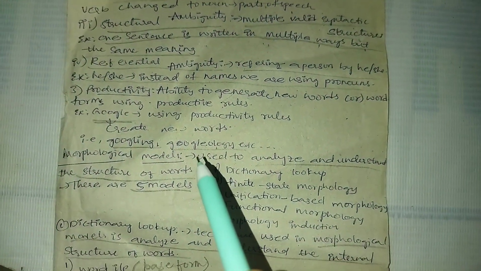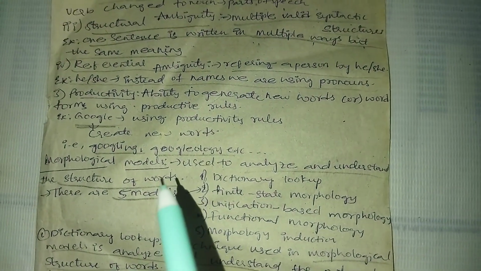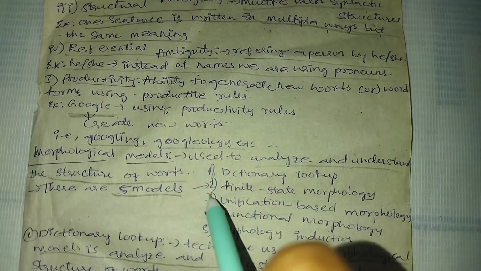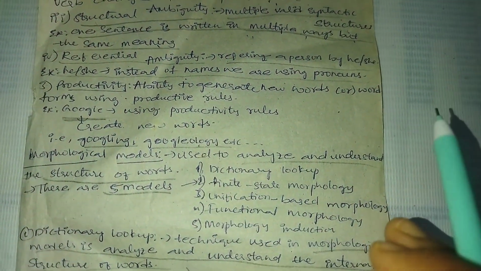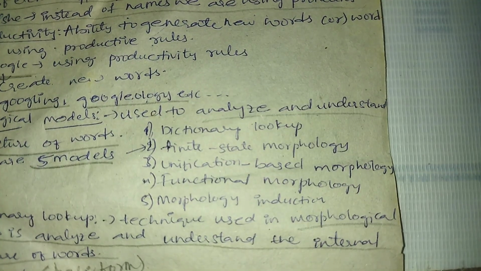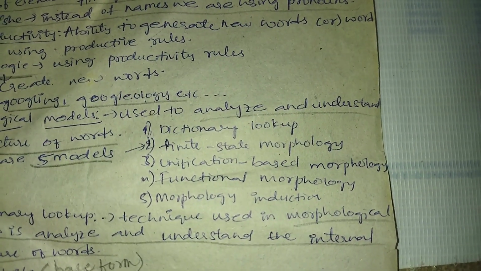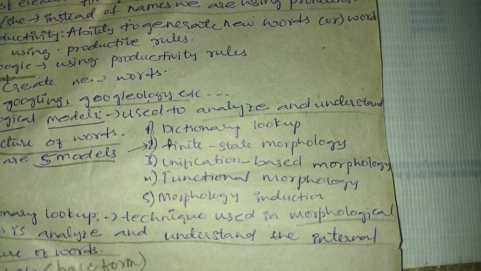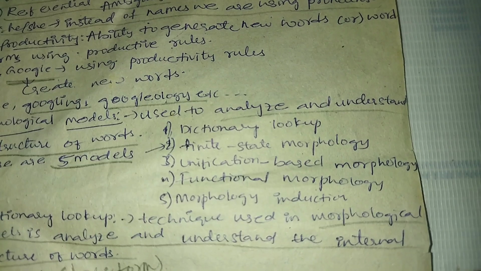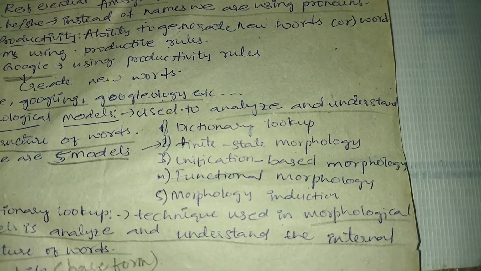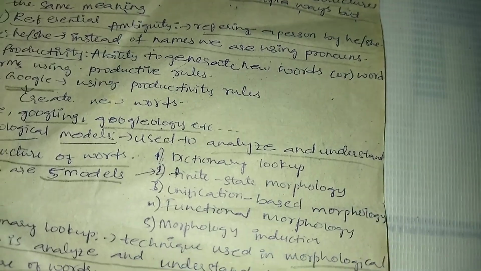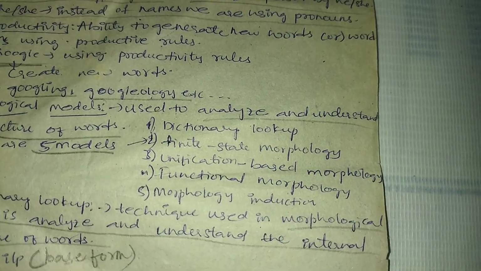Another concept is the morphological model. It is used for analyzing and understanding the structure of words. We use 5 models: dictionary lookup, finite state morphology, unification based morphology, functional morphology, and morphological induction. In some cases we use 4 types, 4 models, and in some cases we use 5 types, 5 models. It is better to read all the types.